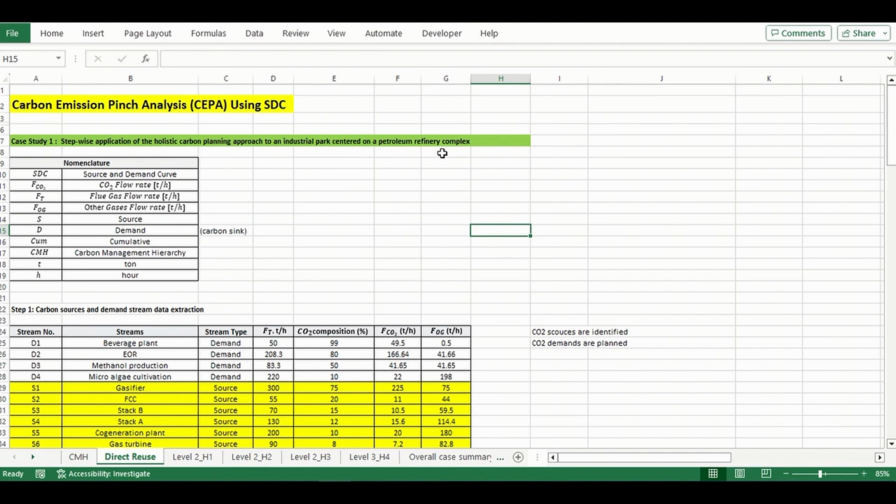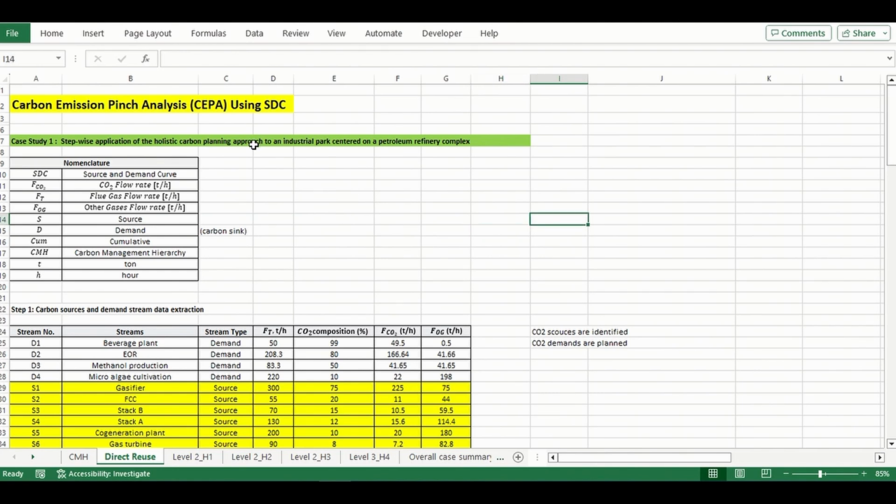This Excel tool mainly focuses on three main steps of methodology: number one, extracting data; number two, establishing holistic minimum carbon targets; and number three, designing the minimum carbon distribution network. Before we go further with the demonstration, let me go through the Excel tool for better understanding.